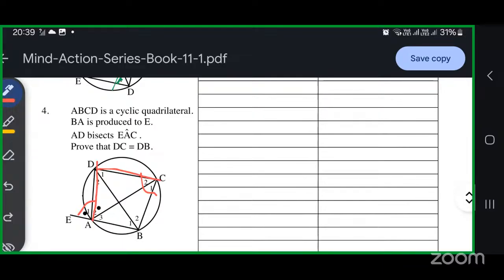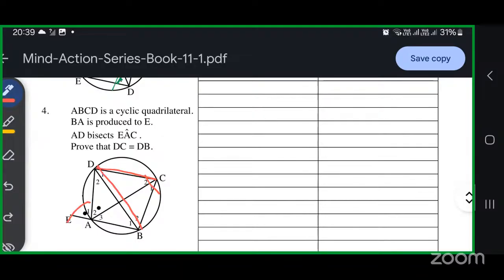Hello, yes? You highlighted the wrong line. DC and DB. Oh, my bad. Thank you for that. This angle is equal to that angle, we agree. But now DC should be equal to DB. Oh, this one. Thank you.